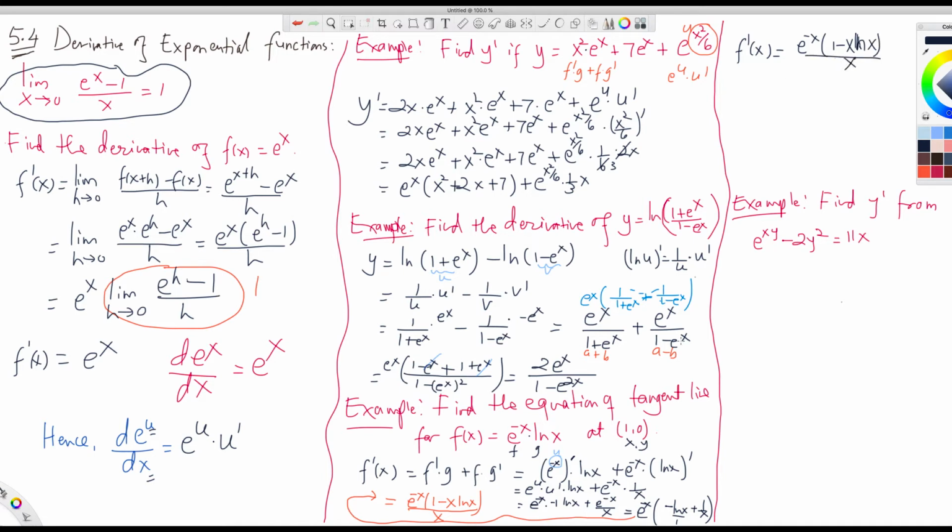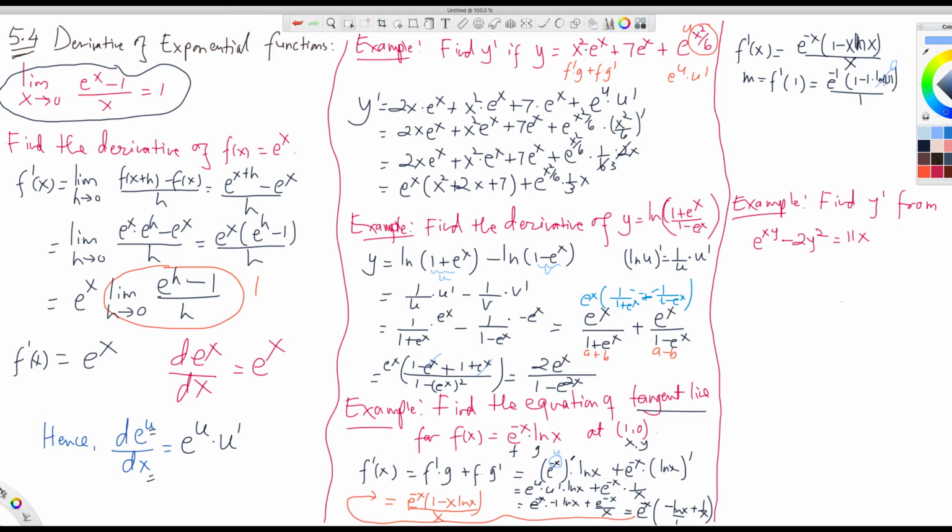But you want to find out the equation of the tangent line, right? So we need to find m equals f prime at x equals 1. Let's do that. So that will be e to the negative 1, and then 1 minus 1 times natural log of 1, divided by 1. So what is natural log of 1? This is 0, right? Basically this value is 0.